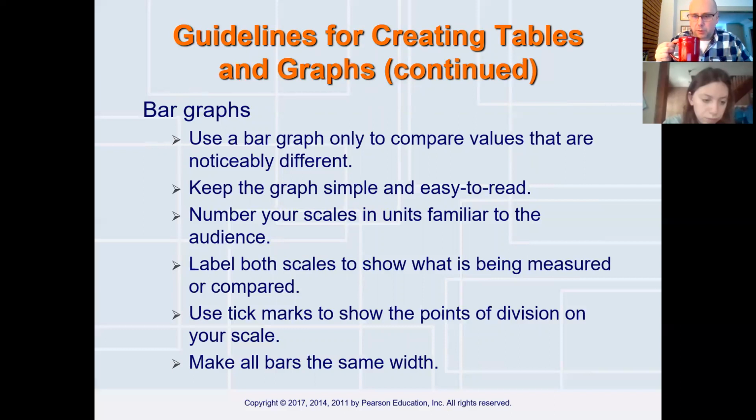Label both scales to show what's being measured and compared. Again, use tick marks to show the points of division on your scale, but don't crowd those tick marks. There's nothing worse than crowded tick marks. Nothing. It sucks. And make all bars the same width for aesthetic reasons, and also for keeping people from becoming confused. When they start to see different sized bars on the graph, they start to wonder why.